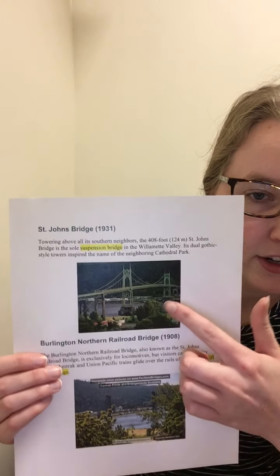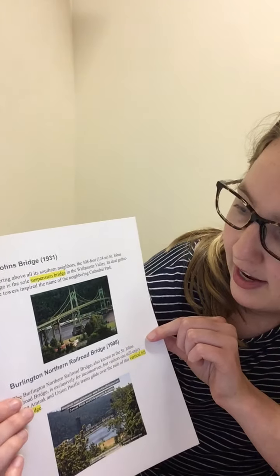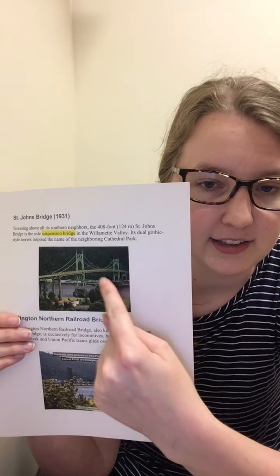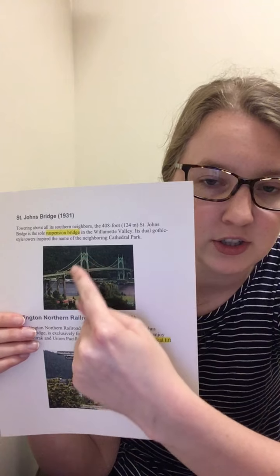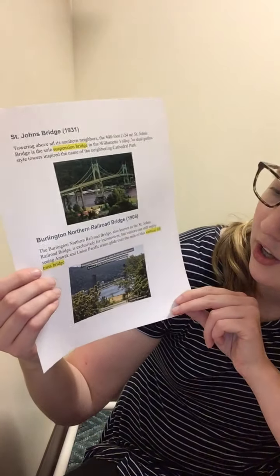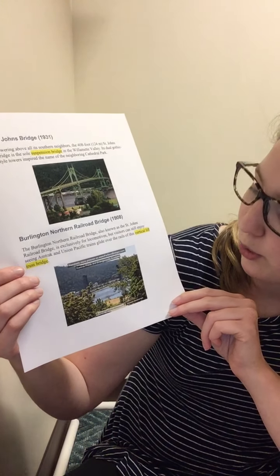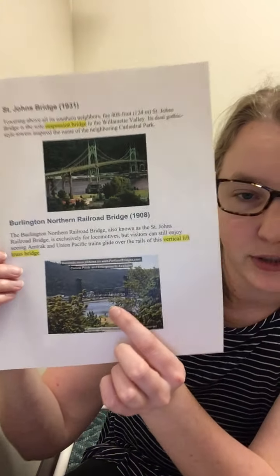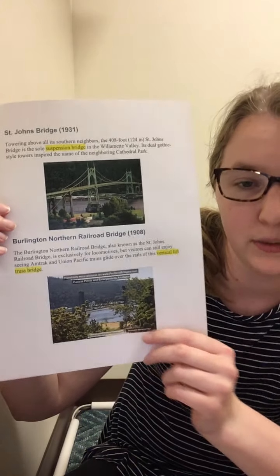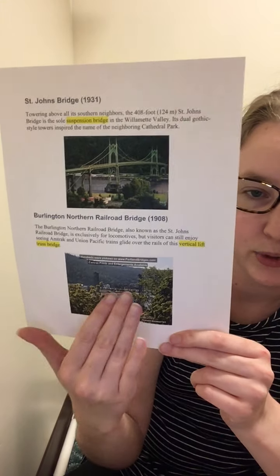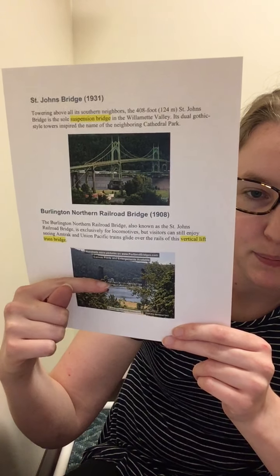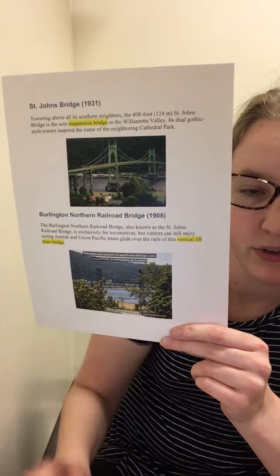So this one here is the St. John's Bridge, and it is a suspension bridge. You can see it has the 2 points, and then they're holding up the bridge like that with the ties. This one is called the Burlington Northern Railroad Bridge. So you can see that bridge right here. And that one is a vertical lift truss bridge. So it's a bridge that if a big boat is trying to go underneath, it can lift this up really high so that the boat would fit underneath.